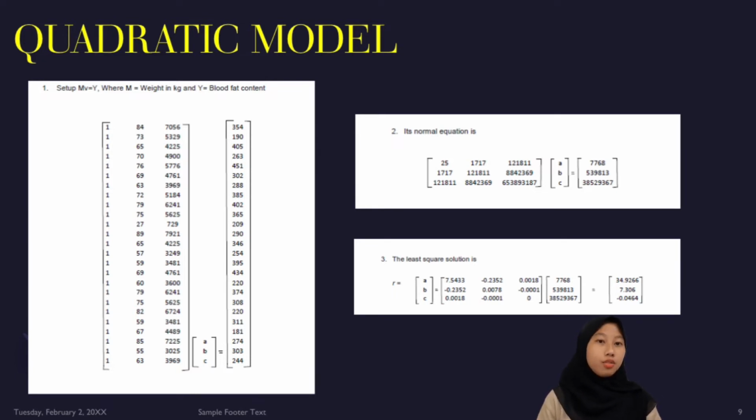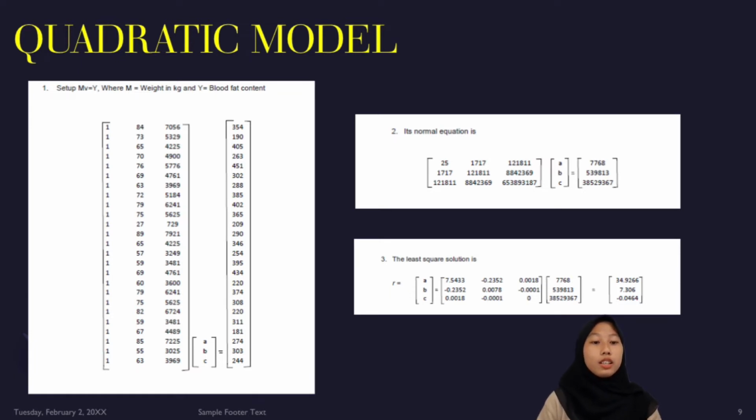Next, let's test our data in the quadratic model, that is degree 2. First, as you can see from the slide, we set up MV equal to Y, where M is weight in kg and Y is blood fat content. That is our data, and we put this data into matrices. The first column is 1, in the second column we put the value of x, and in the third column we put the value of x power of 2, then multiply by A, B, C, represented by V, equal to Y, that is our data of blood fat content.